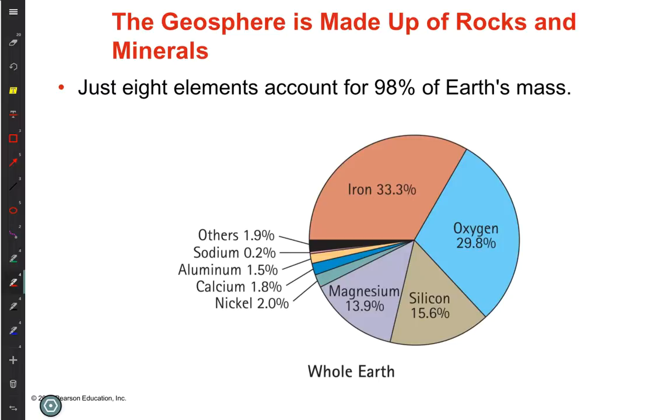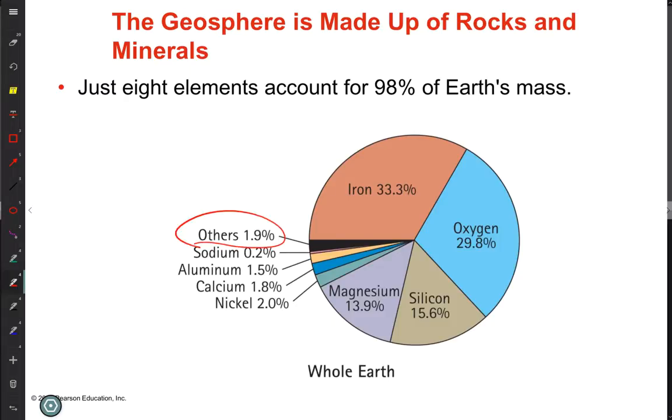So the Earth in its entirety, 98% of the Earth's mass is made up of just 8 different elements. And there you have them. Iron is fully a third of the Earth's mass. Oxygen, almost a third. Silicon, about half of that. Magnesium, just a little bit less. And then we have smaller amounts of nickel, calcium, aluminum, or if we were British, we'd say aluminium, sodium, and other. These others are not part of the 8. Keep that in mind. That's what's left.